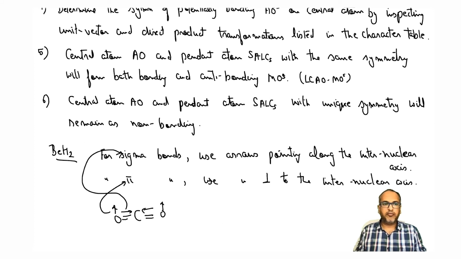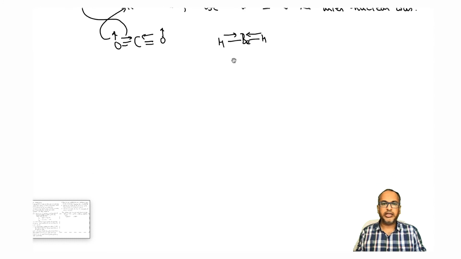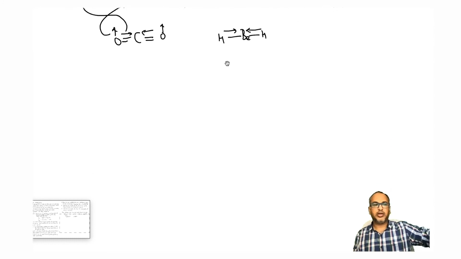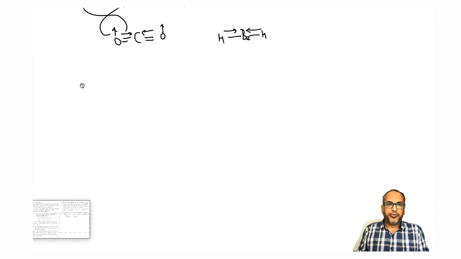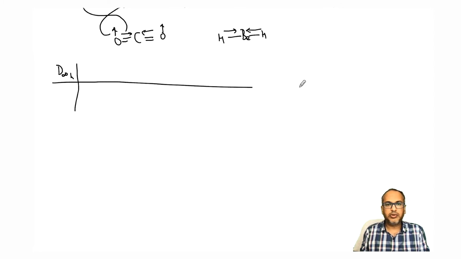Now in the case of BeH2 we only have sigma bonds, so we will consider only these arrows which are along the internuclear axis, and we will use these two arrows to create a Γ reducible under the D∞h point group. So let us see what we have. D∞h point group.